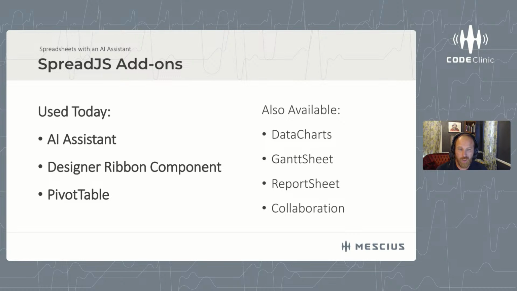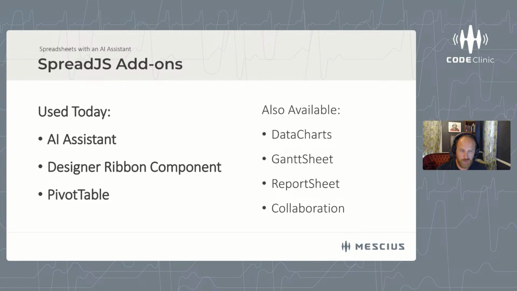We also have a brand new collaboration add-on. That enables real-time collaboration. So think Google Sheets or Excel Online, where you can have multiple users getting into the same spreadsheet. They see each other in there. They see each other's changes. There's even conflict resolution in there.